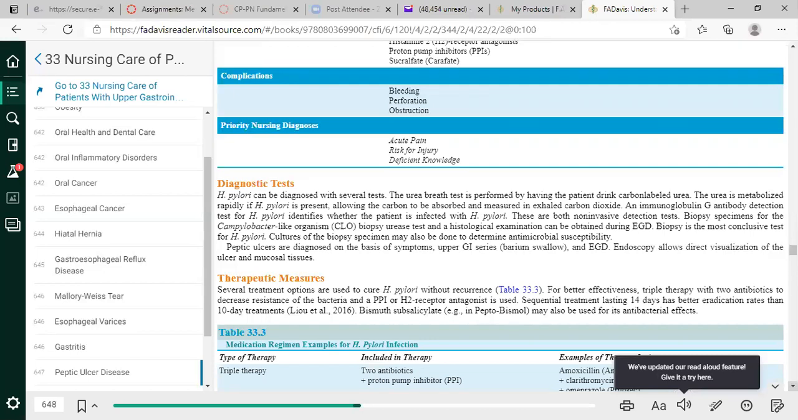And it just talks about a biopsy is the most conclusive test for H. pylori. Peptic ulcers are diagnosed on the basis of symptoms, upper GI series, which will be a barium swallow, or endoscopy.